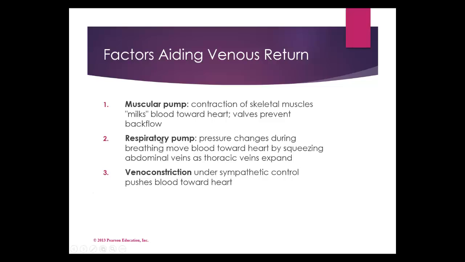Another important factor aiding in this venous return, or return of blood in the veins to the heart, is the respiratory pump. When we take a deep breath, we are increasing the pressure in the abdominal area and decreasing the pressure in the thoracic area. So we're essentially pushing that blood from the abdominal region up to the thoracic region, which again is closer to the heart. The abdominal veins are compressed, thoracic veins expand, and it draws that blood upward. Again, you're creating these pressure changes physically by taking deep breaths.